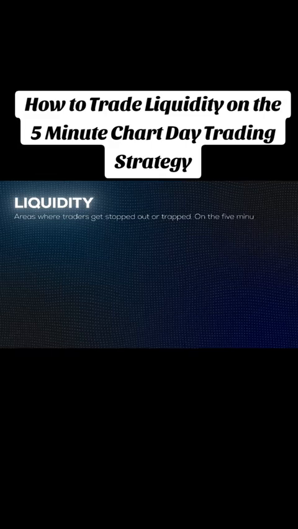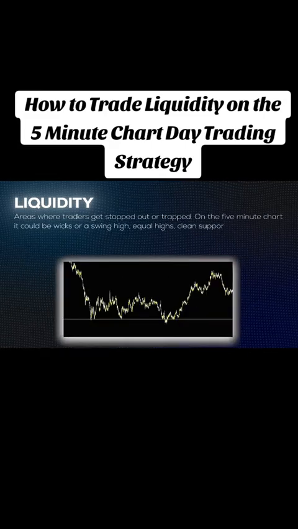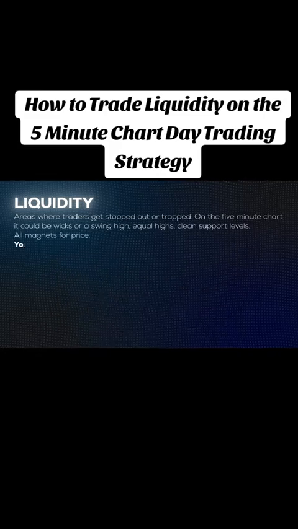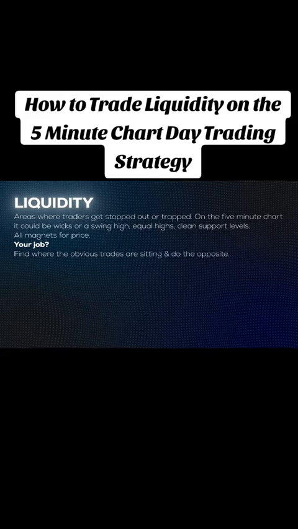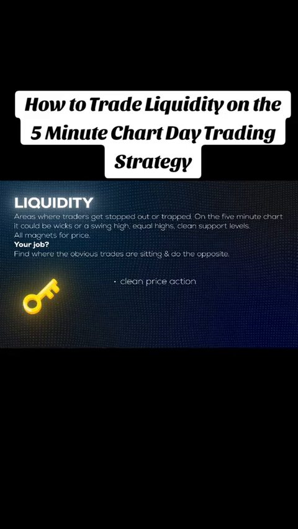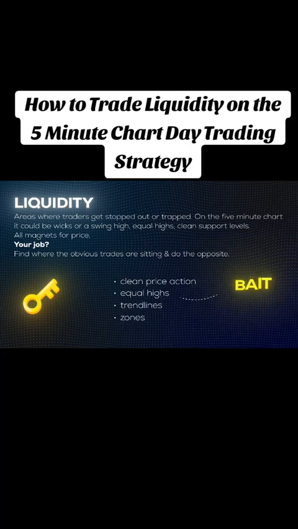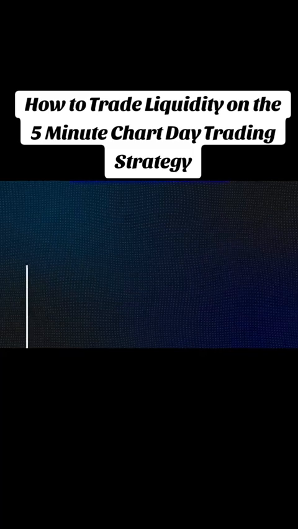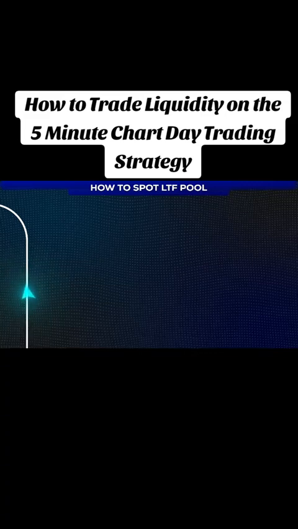On the 5-minute chart, it could be wicks or a swing high, equal highs, clean support levels, all magnets for price. Your job? Find where the obvious trades are sitting and do the opposite. The key is to look for clean price action that's just a little too clean. Equal highs, trend lines, or zones that look perfect. That's the bait. Now here is the step-by-step process on how to spot lower time frame liquidity pools.